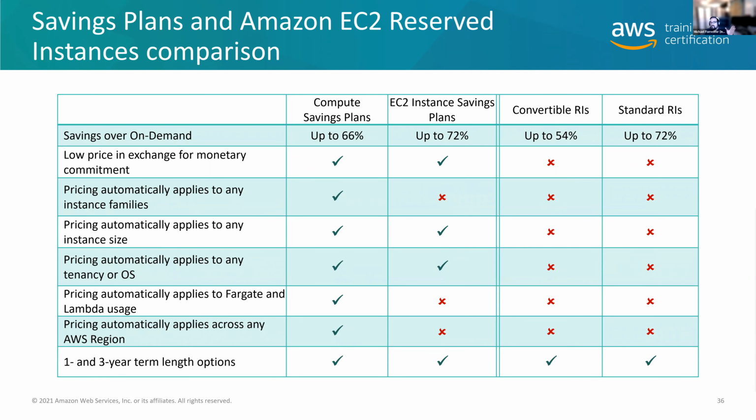So here, by the way, this is a little table. I don't know that you need to memorize this for the exam. I think in general, you need to know that convertible instances give you some flexibility on the size, right? And savings plans give you flexibility on the location and the size and the operating system. The main thing you need to remember is that these are 1 or 3 year term commitments. So if you're going to run your workload for a year or more, this is going to be your answer.